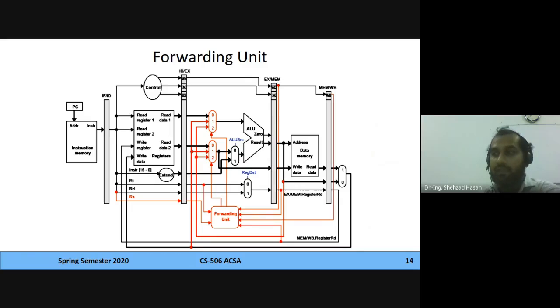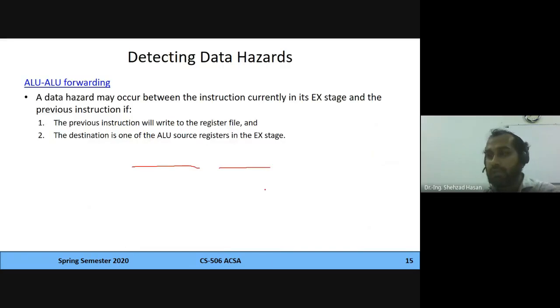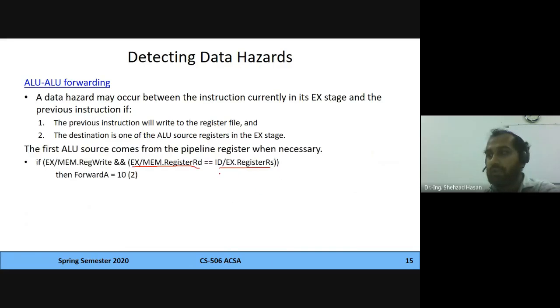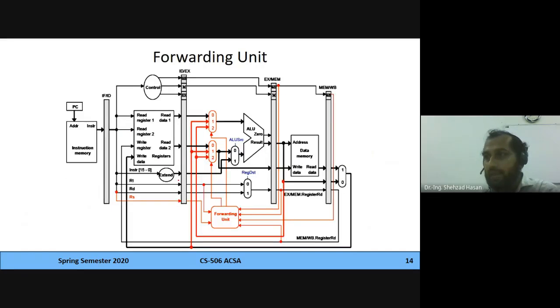Okay, and we are matching it with IDEX.register.rs. So IDEX is over here, and IDEX.register.rs is this value which is coming from this point. So we are going to give this value to the forwarding unit. We are going to put this value and this value, and internally there is going to be a comparator which is just going to check whether these two are same or not.